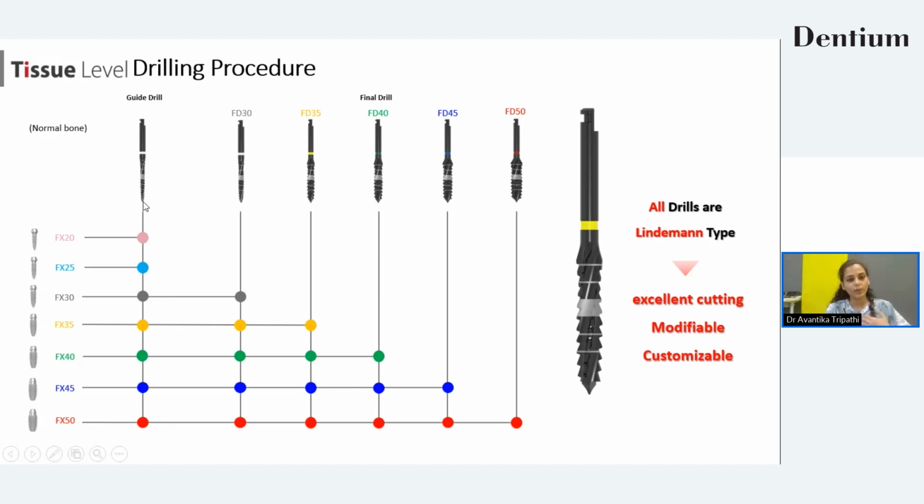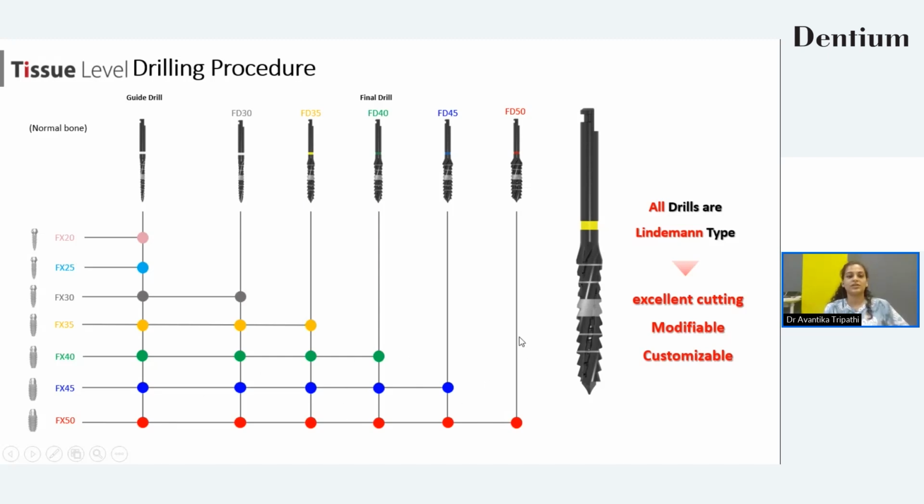If I need to place an implant of 2.5 mm, then I am going to drill with a 2.5 mm drill, and I am going to place my implant. If I need to place an implant of 3 mm, I am going to drill with a 2.5 and 3, and then I am going to place my implant. For 3.5, I'm going to follow the same sequence till the same diameter of the drill.